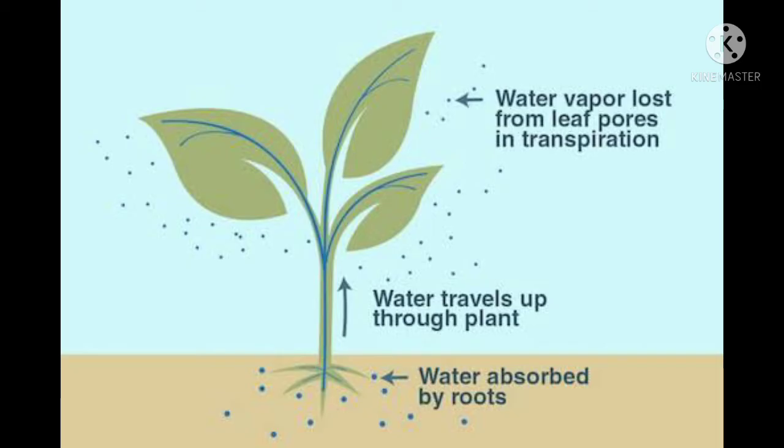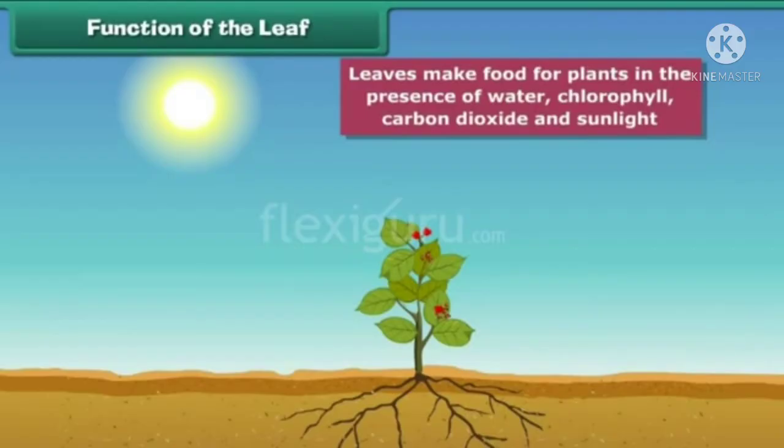They give out excess water in the form of water vapor through stomata. This process is known as transpiration. Children, transpiration is nothing but evaporating the water through leaves. Leaves are having small pores on them. They are called stomata. Plants give out excess water in the form of water vapor through this stomata.